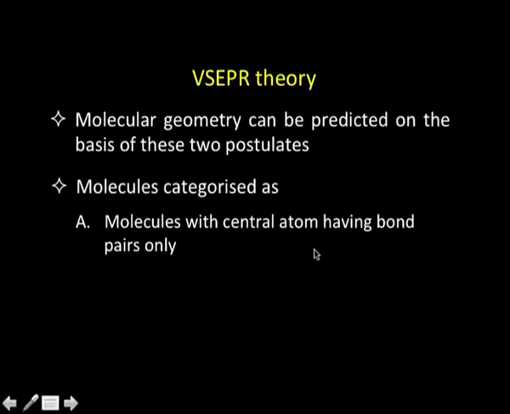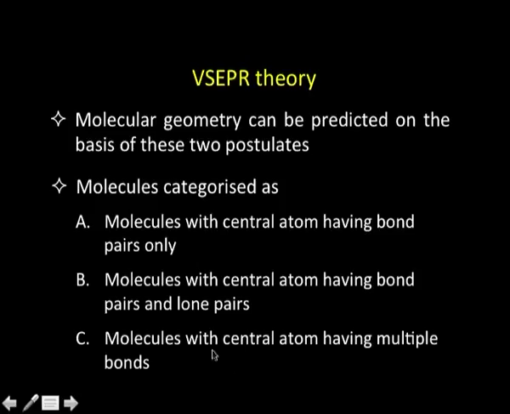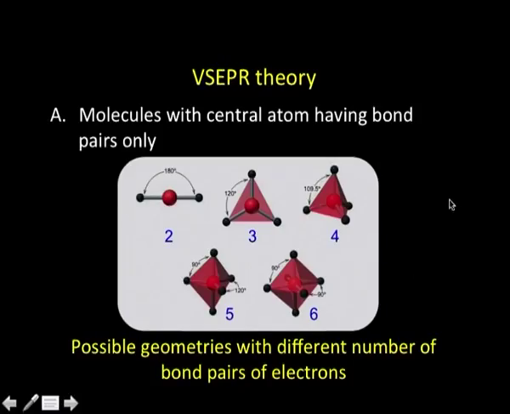The first refers to molecules which have a central atom having only bond pairs. Second is molecules with the central atom having bond pairs as well as lone pairs. And the third category is molecules with the central atom having multiple bonds as well. We will take up each one of them one by one. Let us start with molecules with the central atom having bond pairs only. This is a generalized picture which shows the possible geometries with different numbers of bond pairs of electrons. We have a central atom here, another one here, yet another one here, and so on.